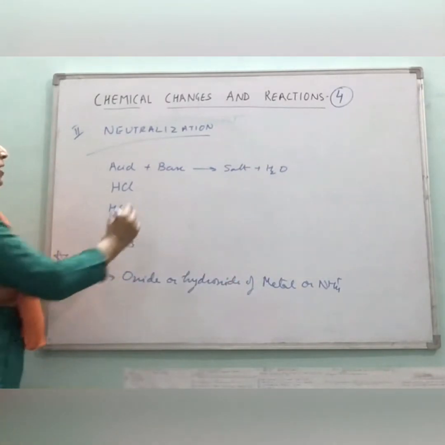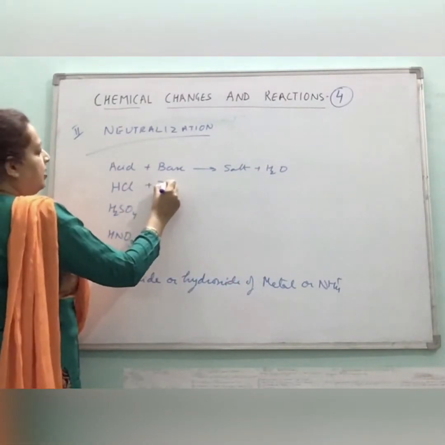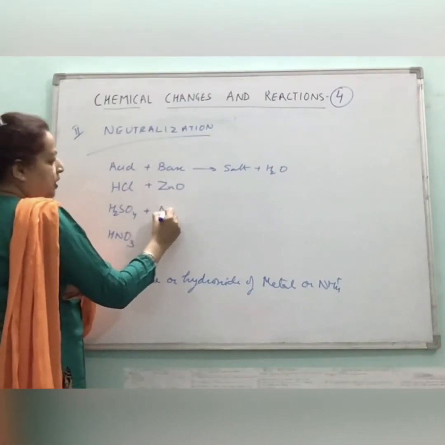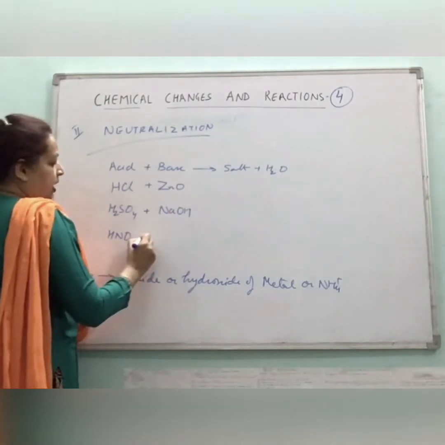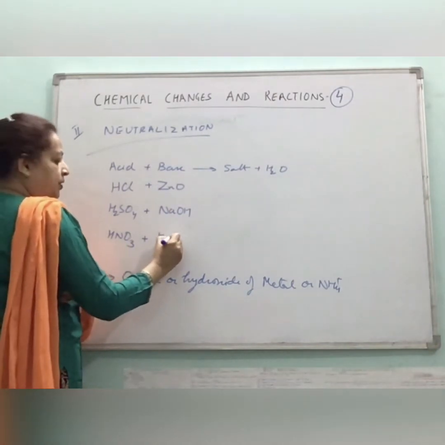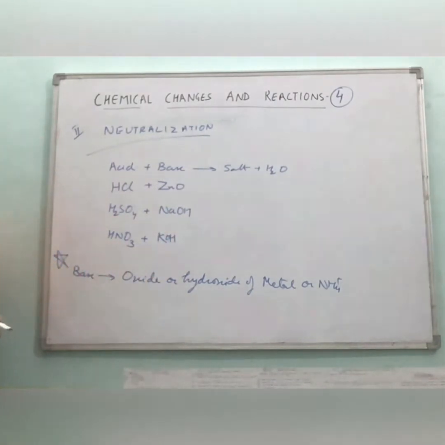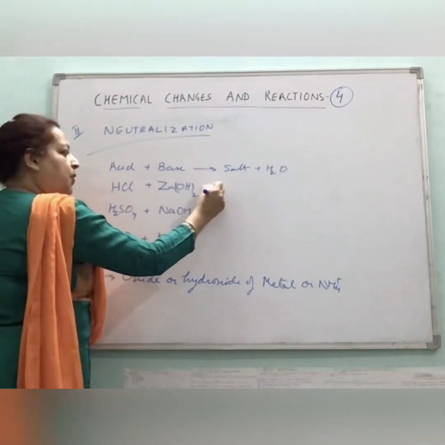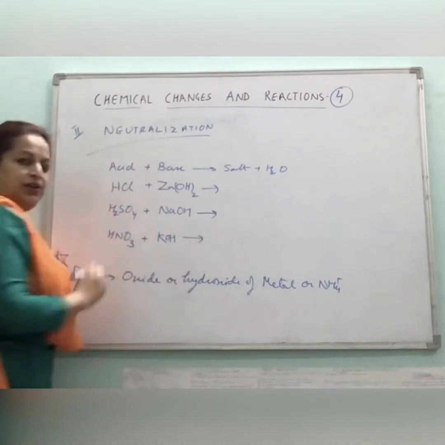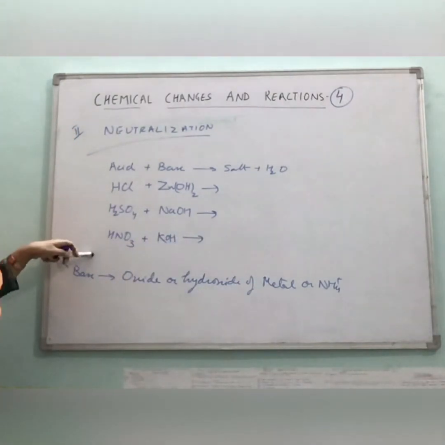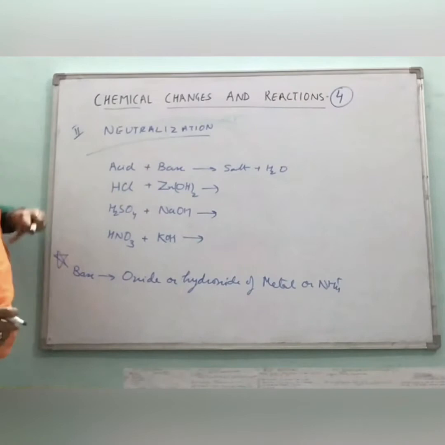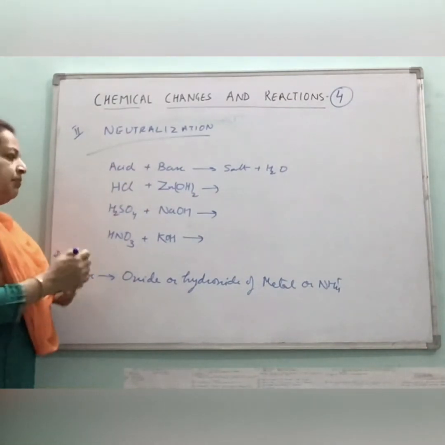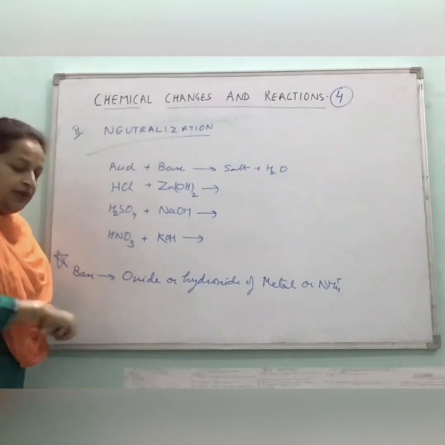Any oxide. So I am taking some bases. Say zinc oxide, sodium hydroxide, and potassium hydroxide. They are all bases, oxide or hydroxide. Okay, I'll make it as hydroxide. It can be both, children, oxide or hydroxide. And for acids, I have taken the common examples. Acid always has hydrogen. Base always has oxide or hydroxide.